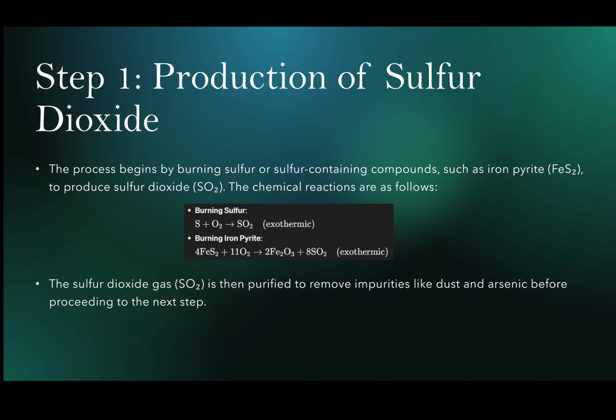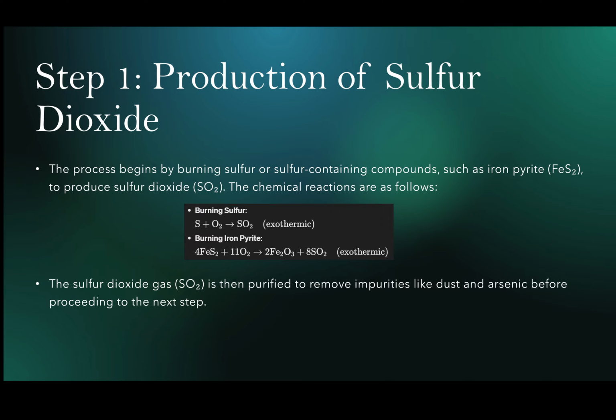Step 1, producing sulfur dioxide. This process begins with burning the sulfur or sulfur-containing compounds such as iron pyrite. So pyrite is one of the sources there to produce sulfur dioxide. We see the reaction there will burn the sulfur. So what happens if we ask for the reaction of the combustion of sulfur? Or what happens when we combust pyrite? There's pyrite and there we're combusting it to produce the iron oxide and sulfur dioxide. Look at that.